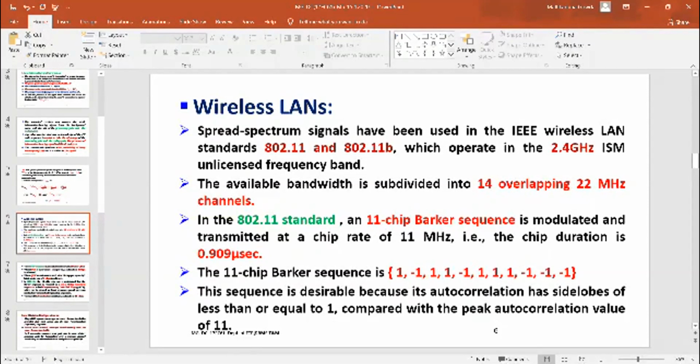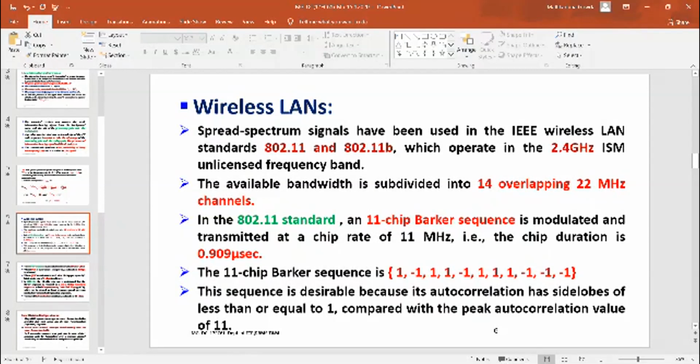This 2.4 gigahertz is the total bandwidth available, and it is subdivided into 14 overlapping 22 megahertz channels. Out of the 14 channels, all channels may not be used everywhere. In the US, they use channels 1 through 11.